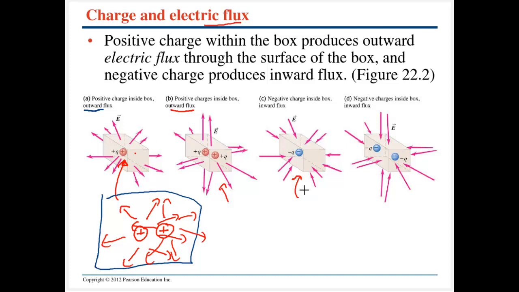For a negative charge, we know that the field lines are always going to point towards a negative charge, and so we're going to have an inward flux that's going to be a negative flux, and same type of concept. If you double the amount of negative charge inside of the box, you're going to double the field lines, you're going to double the flux, the flow.